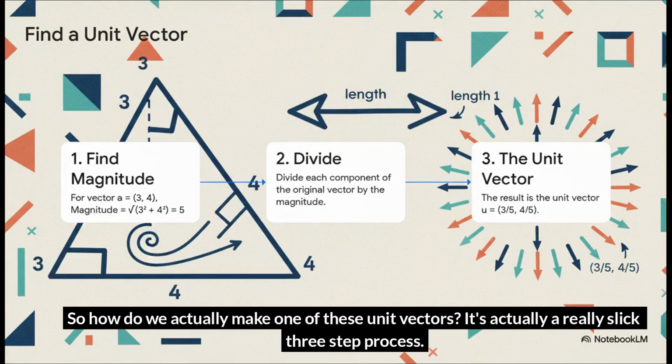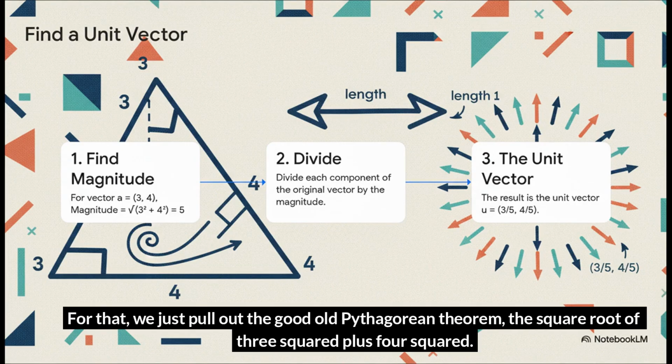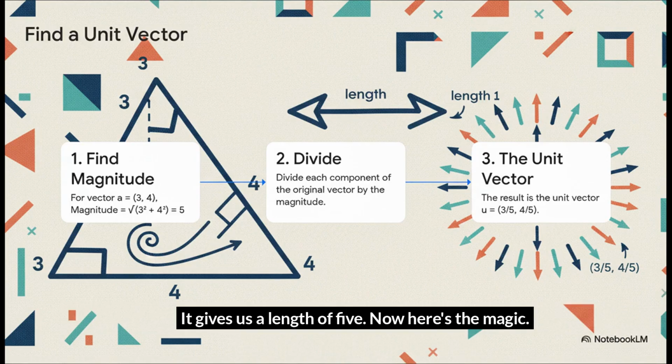Okay, so how do we actually make one of these unit vectors? It's actually a really slick 3-step process. Let's take the vector 3, 4. First things first, we need to know its current length, its magnitude. For that, we just pull out the good old Pythagorean theorem, the square root of 3 squared plus 4 squared. Gives us a length of 5.